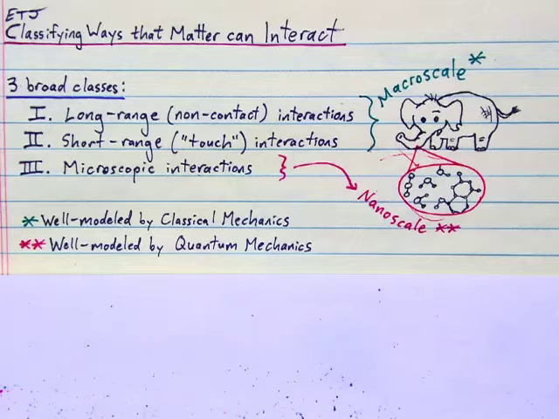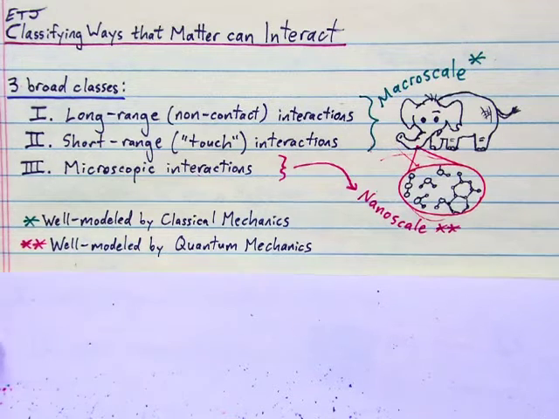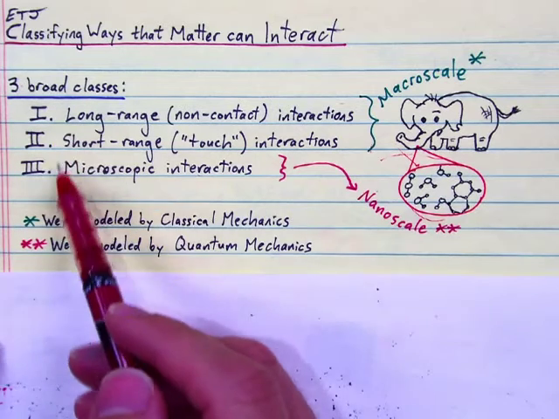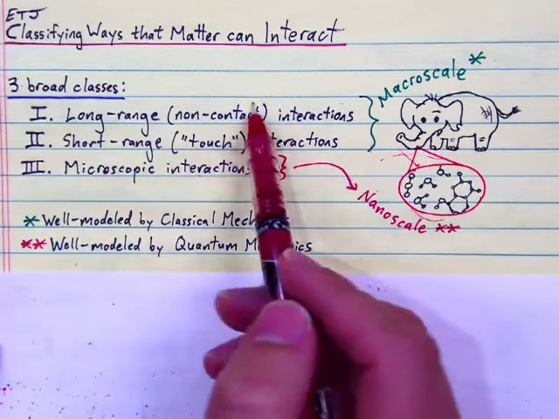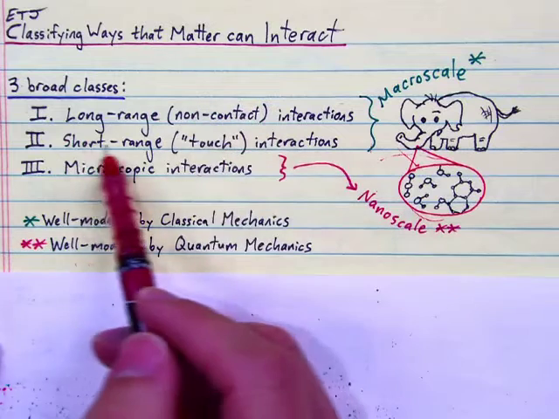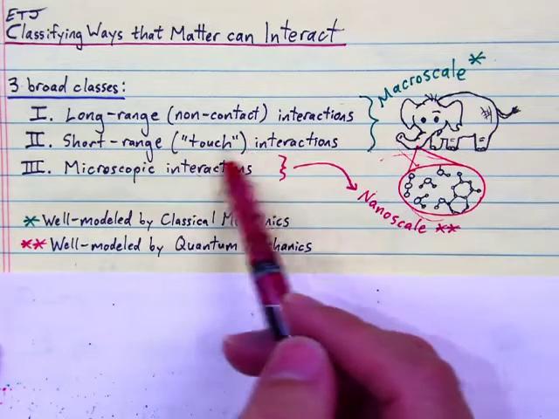What are the ways that matter can interact, and what kind of physics do we need to describe those interactions? I'm going to suggest three broad classes of interaction. Long-range interactions occur between objects without even touching each other. Short-range interactions, we'll consider that when objects do touch each other.